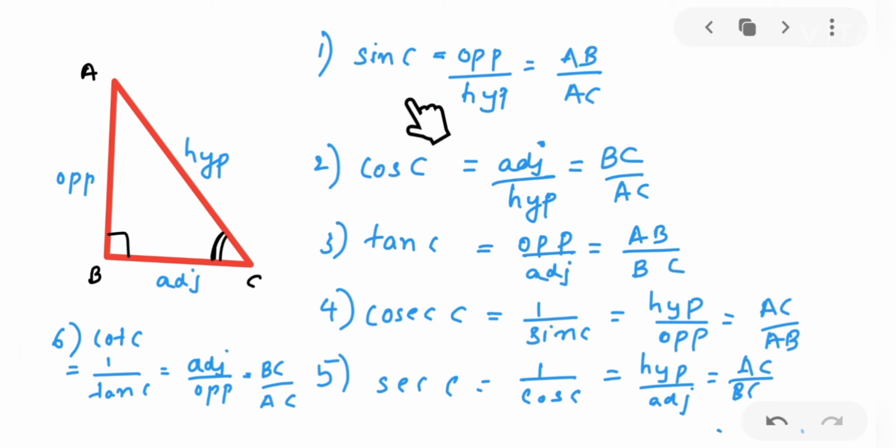Cosec. The cosec formula is the reciprocal of sine, so that is 1 by sine C. Just reverse the formula, that is hypotenuse by opposite, AC by AB. Sec is the reciprocal of cos, so that is 1 by cos, hypotenuse by adjacent side, that is AC by BC. Cot is the reciprocal of tan, so just reverse the formula. Adjacent by opposite will give you cot, that is BC by AB.